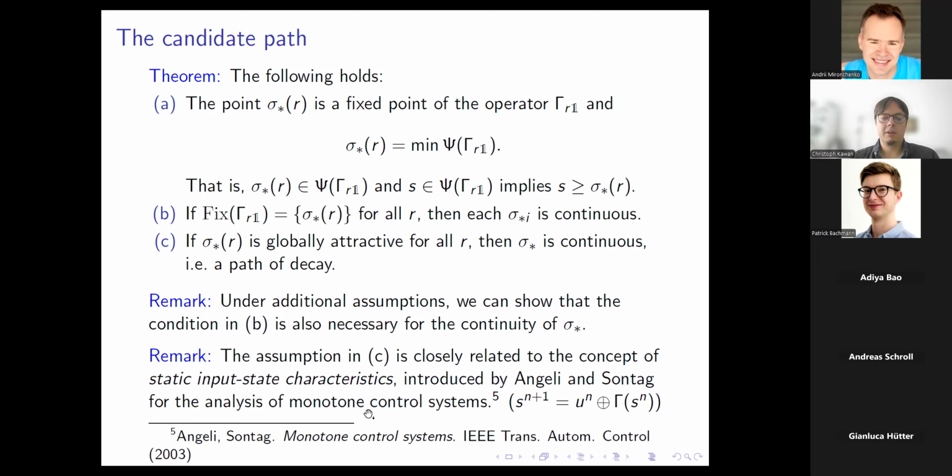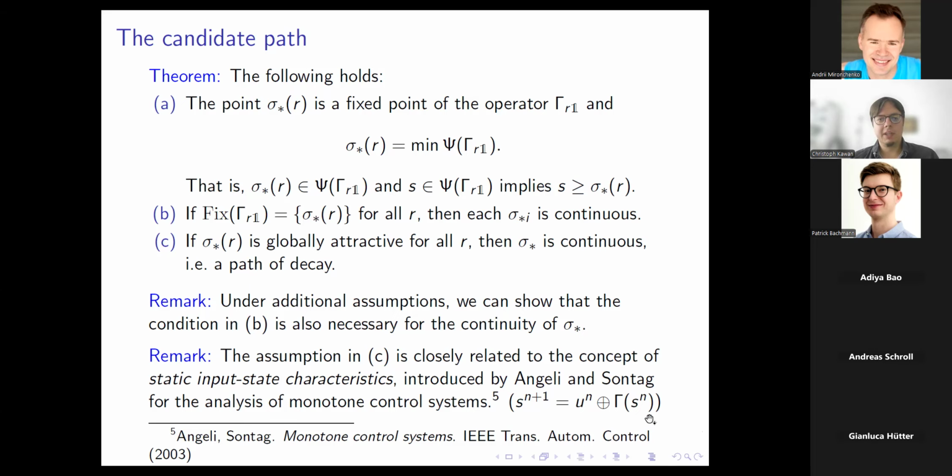And one other remark: this assumption C here is closely related to a concept called static input-state characteristic, which was introduced by Angeli and Sontag in the paper that you see in this footnote here. It was introduced for the analysis of monotone control systems, and the monotone control system to be considered here is the one that I put in parentheses.